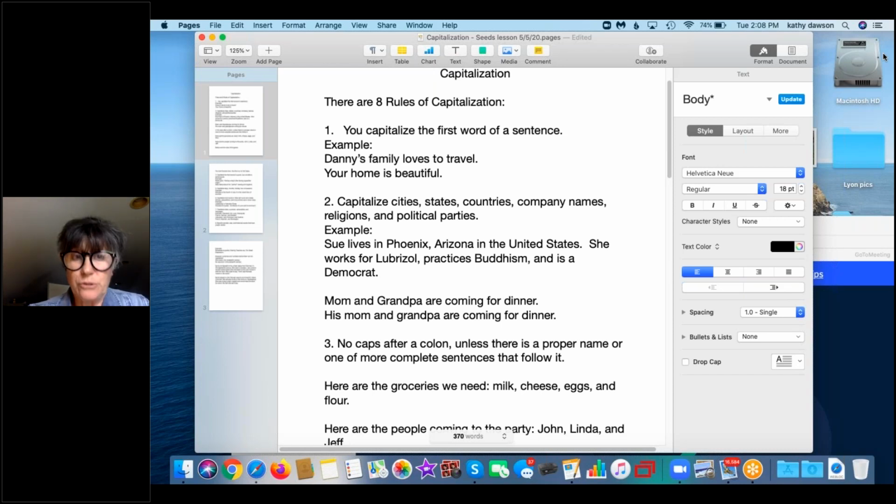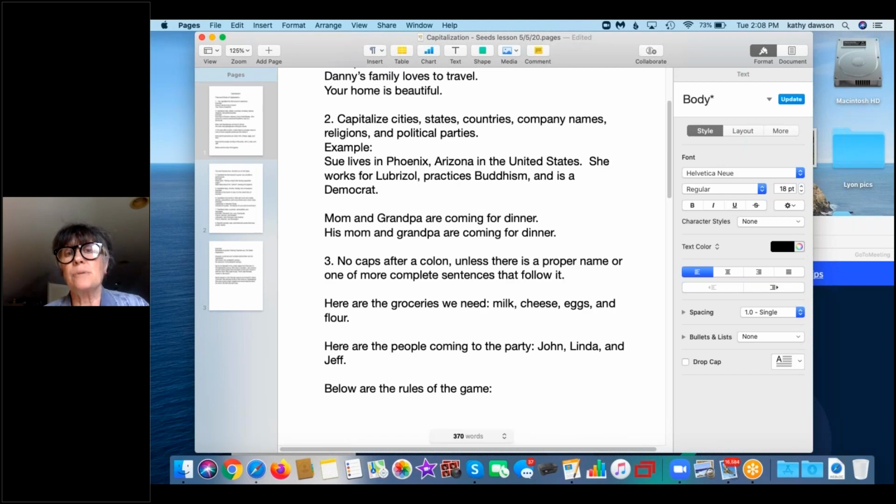Okay, rule number 2 is you always want to capitalize names of cities, names of states, names of countries, company names, any religion, and any political party. An example, I'm trying to put all of this in: Sue lives in Phoenix, Arizona. So you've got a city and a state in the United States. This is a country. She works for a Lutheran church. She practices Buddhism. That's a religion, and she's a Democrat. So I tried to give you examples of those things being capitalized in one or a couple of sentences.